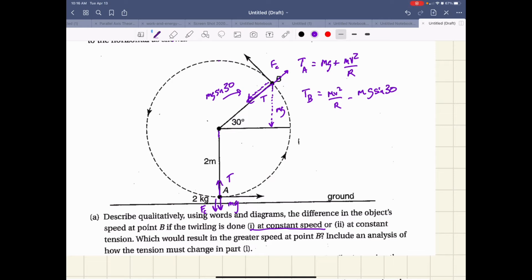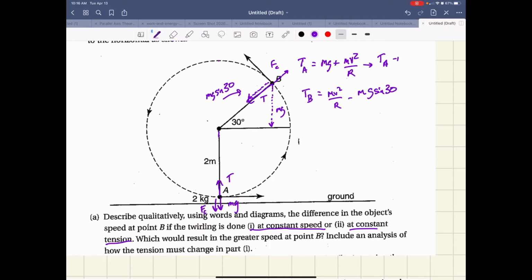Now, what if for part 2 we have a constant tension? Well, in order to keep a constant speed, you have to have a change in tension. If you switch it and say, now we're going to have a constant tension, of course there's going to be a change in speed. So now the question is, is B going to be faster or slower when you have a constant tension than in part 1? So let's take a look at these things going on. I'm going to take this equation right here and rewrite it.